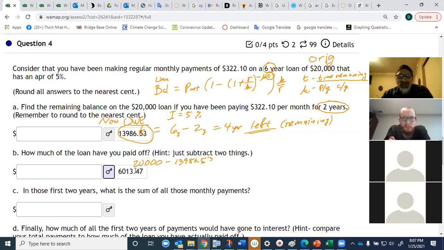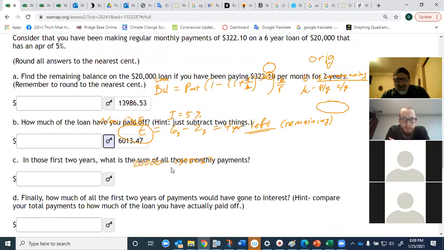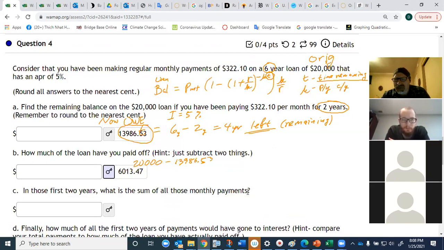And now the question you should be asking is, well, I've been paying $322 a month, and I've only paid off $6,000. So in the first 2 years, what is the sum of all those monthly payments? Well, the monthly payments were $322.10 per month for 12 months per year times just 2 years, right? This is what we've paid so far. This is what we've paid already.